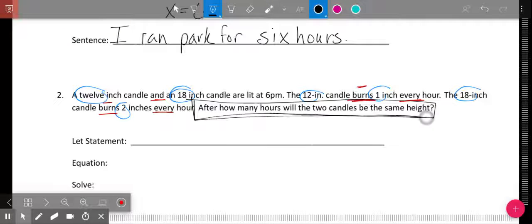So once we've boxed in our question, then we can write our let statement. So let x. Okay, well, what was the question? After how many hours? So that's what we're trying to find. So we're going to let x equal the number of hours. All right, so let's go ahead and write our equation.